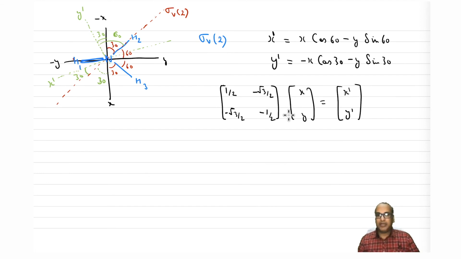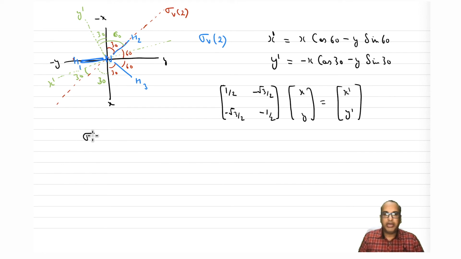So if you see, x and y are changing to x prime and y prime with this relation, right? So this should be the matrix corresponding to sigma v2, and we can now include z. z does not change because z is lying along this plane, so we can just introduce it by writing 1 over here.